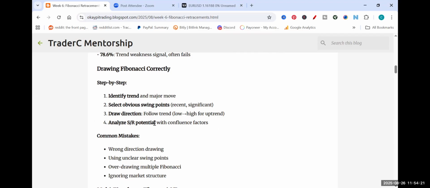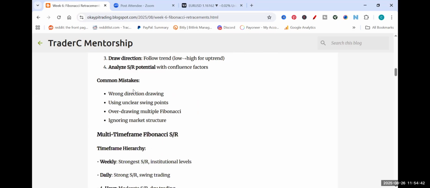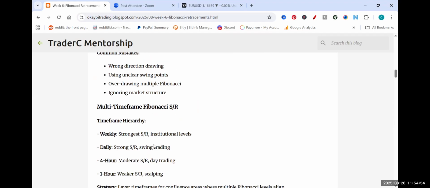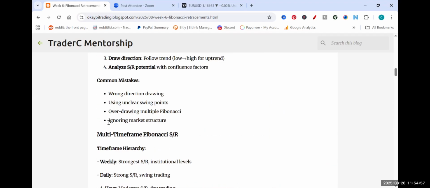Analyze support and resistance potential with confluence. Once you've identified the Fib levels, mark them, and get the confluence. When I say confluence, what I mean is it makes that level very strong and very important, making it a key level to look for. Common mistakes: drawing in the wrong direction, using unclear swing points, overdrawing multiple Fibonacci levels, and ignoring market structure. The main important part is that Fibonacci is supposed to help you identify levels for market structure.